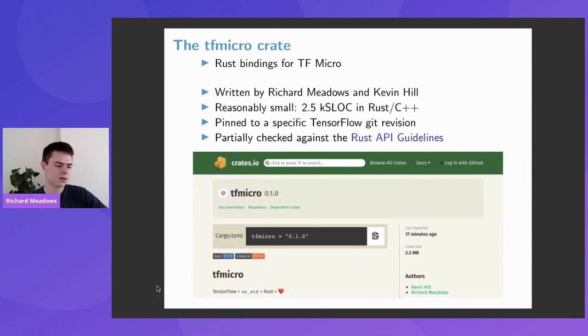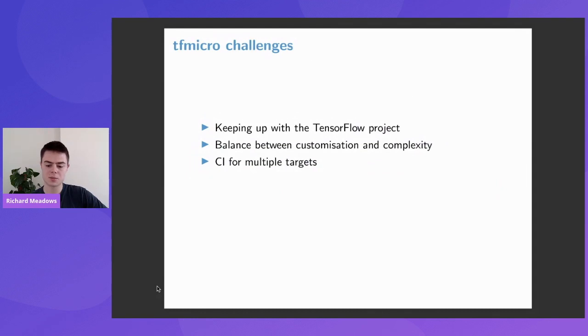Okay, so challenges around maintaining a crate like this. The TensorFlow project as a whole gets about 500 commits a week, so that's a pretty big velocity of change. The TensorFlow Micro subset is not so bad, but still, there are several people working full time on this, and the C API does change fairly regularly. However, the good thing about Rust bindings is they give us some flexibility. For some of the recent changes, we've been able to refactor for the changes in the C++ API, but the Rust API remains unchanged.